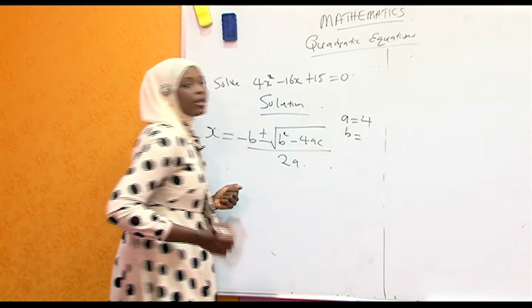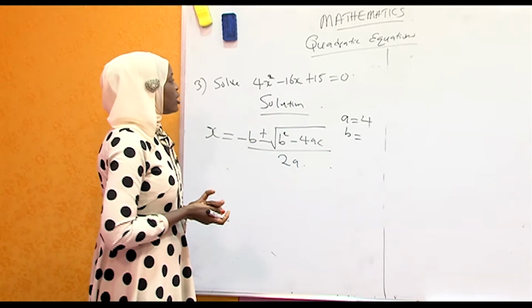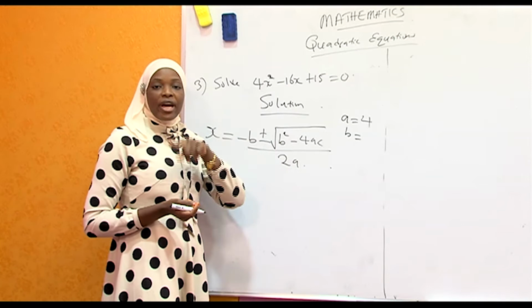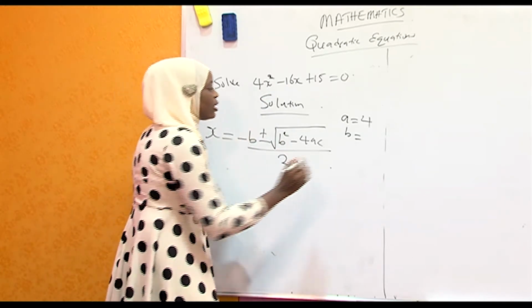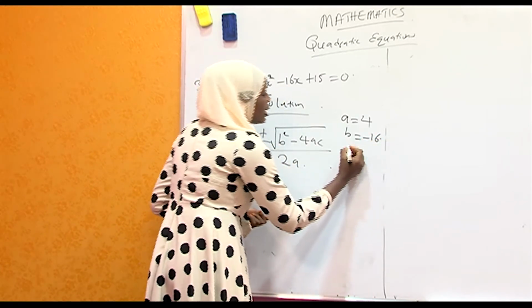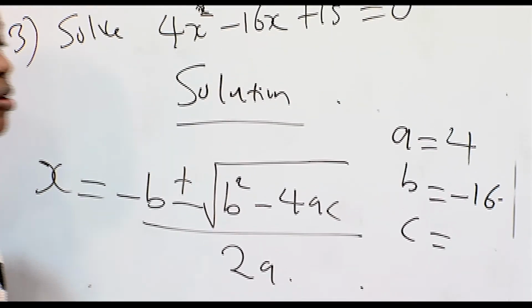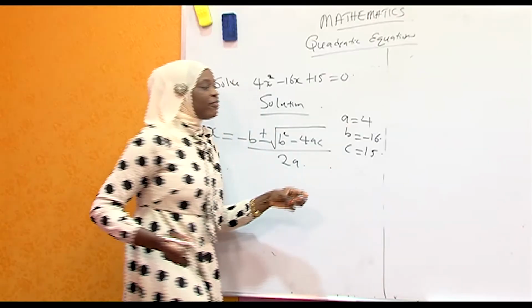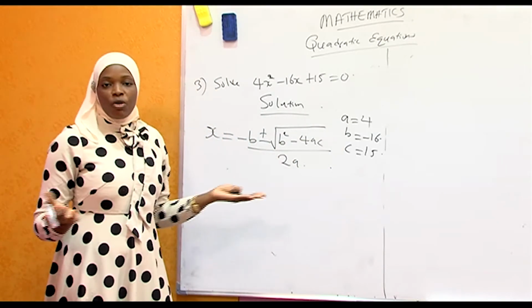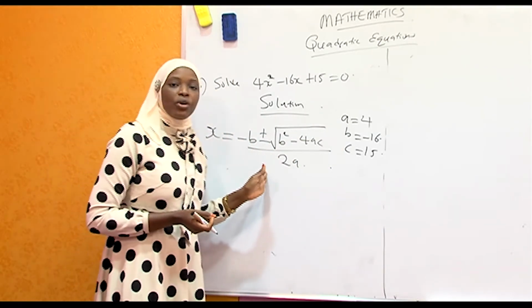B is the coefficient of your x. So in this question, the coefficient of our x here is minus 16. So our b will be minus 16. And your c is your constant. So here, our constant is 15. So having the value of a, b, and c, what next is to substitute into the formula.